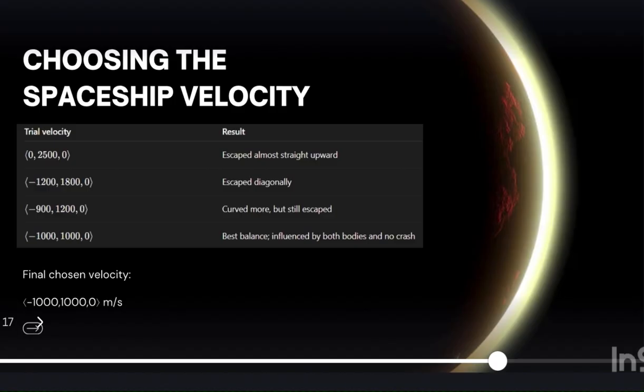Several different initial velocities were tested for the spaceship to produce a trajectory influenced by both the moon and the planet. Some velocities caused the spaceship to escape too quickly, while others caused it to crash onto the moon or the planet. And after experimenting with multiple values, finally we decided on -1000, 1000, 0, because this path showed clear gravitational influence from both the moon and the planet without crashing into either object.